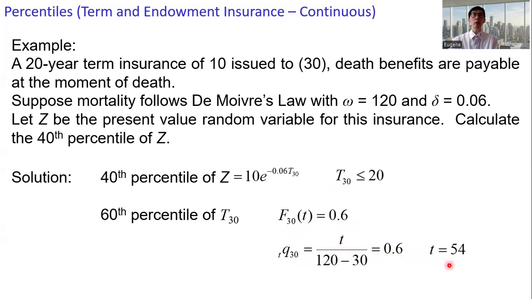But this is a 20-year term insurance, and now t is 54. T should be less than or equal to 20. That is, the individual here dies after the 20-year period in order to have the 60th percentile of T30. Since t is greater than 20, we get the answer: the 40th percentile of Z is 0 here.